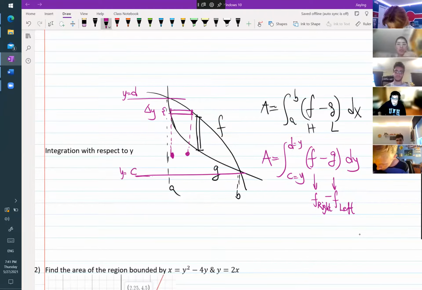So that's using a horizontal rectangle. So this is a horizontal rectangle. This is a vertical rectangle.